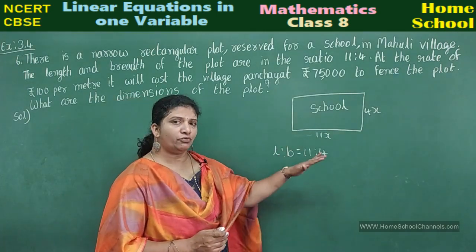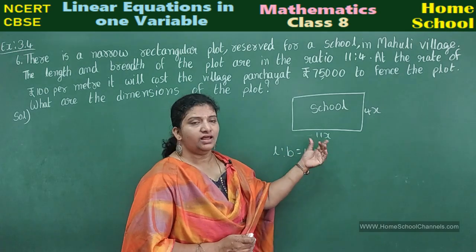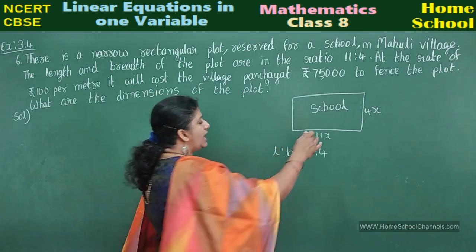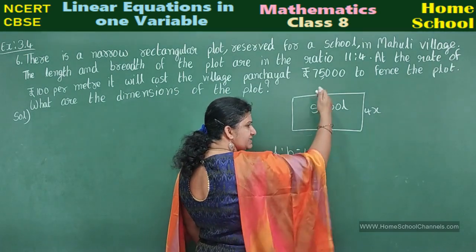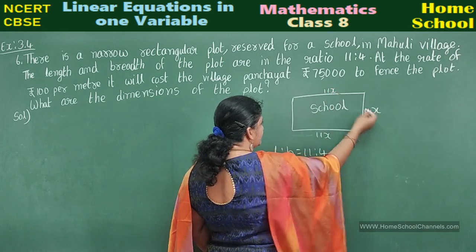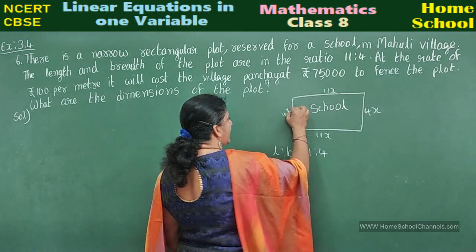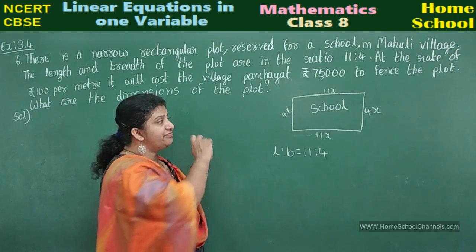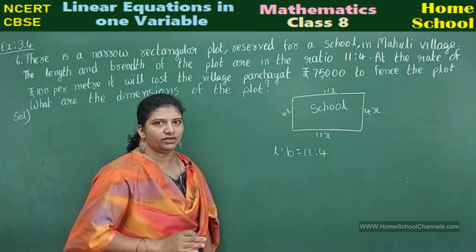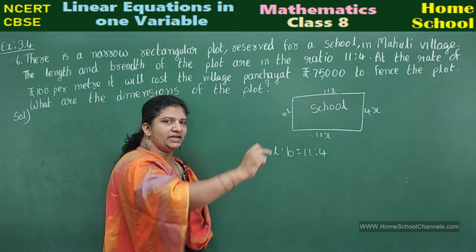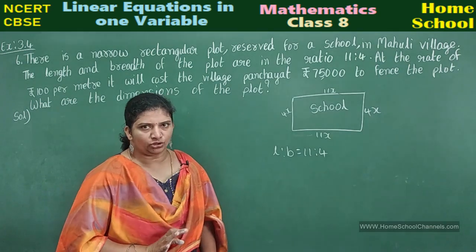So if you want the exact values, multiply with a variable. Length is 11x and breadth is 4x. And in a rectangle, opposite sides are equal, right? This is 11x, and this will be 4x. In this problem, we are talking about a fence of a school ground. Fencing means we are only going to talk about the perimeter of a rectangle.